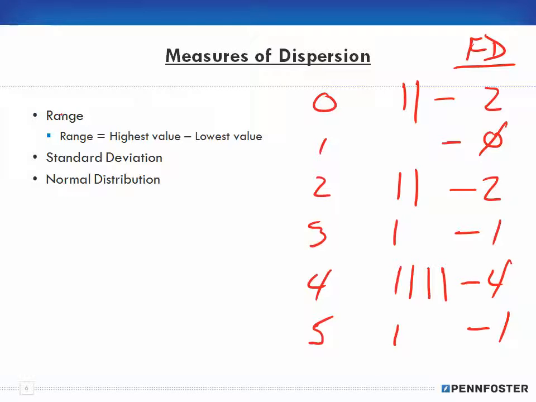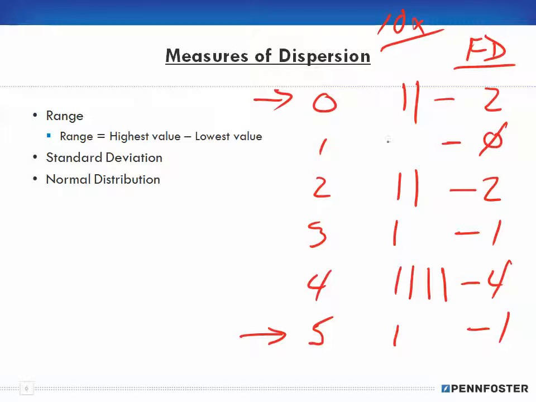For range, range is the highest value minus the lowest value. So in this case, our range is from a 5 all the way down to a 0. Granted, we only had these 6 numbers, 0, 1, 2, 3, 4, 5. We had those numbers in a hat, and we pulled them out 10 times.